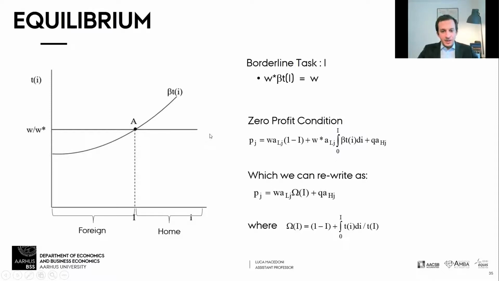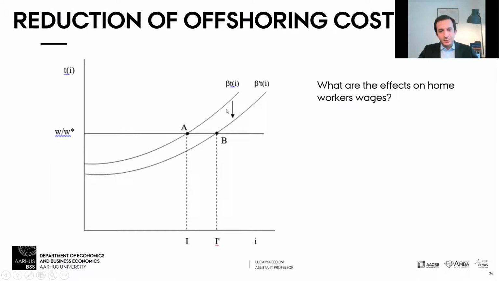Okay, now our objective is to study what's going to happen with an increase in offshoring, in particular modeled as a reduction in offshoring costs. So if beta declines to beta prime, what's going to happen? Well, our curve there, beta t(i), is going to shift downward. As a result, the borderline task I is going to increase up to I prime. And so that means that the number of offshored tasks increases.